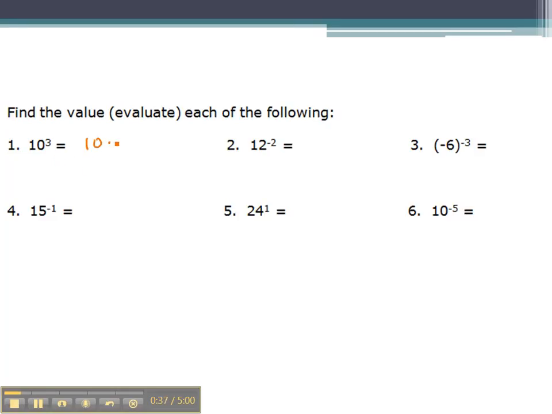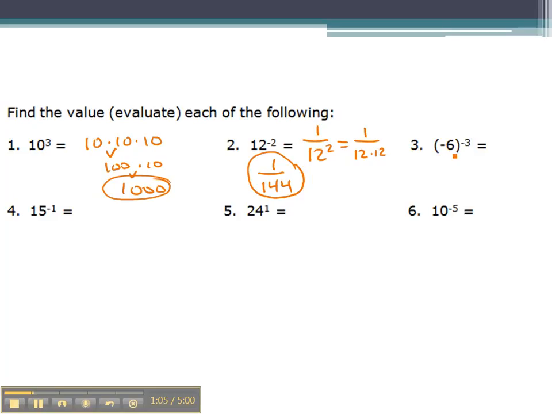Okay, the first problem is 10 to the third. We know that means 10 times 10 times 10. So this is 100 times 10, or 1,000. 12 to the negative second power. Anytime we have a negative exponent, the first thing we need to do is rewrite this as 1 over 12 to the positive second power, which is 1 over 12 times 12. 12 times 12 is 144, so 1 over 144.